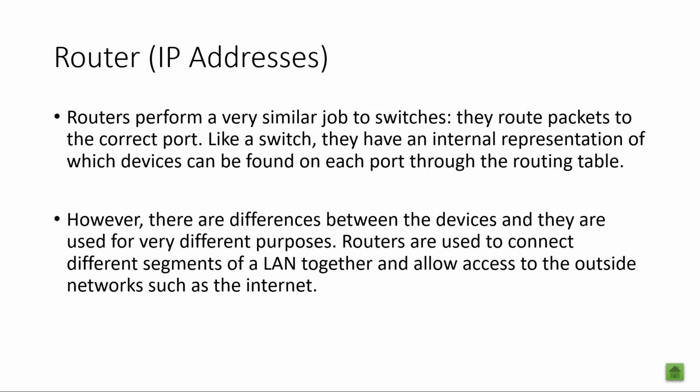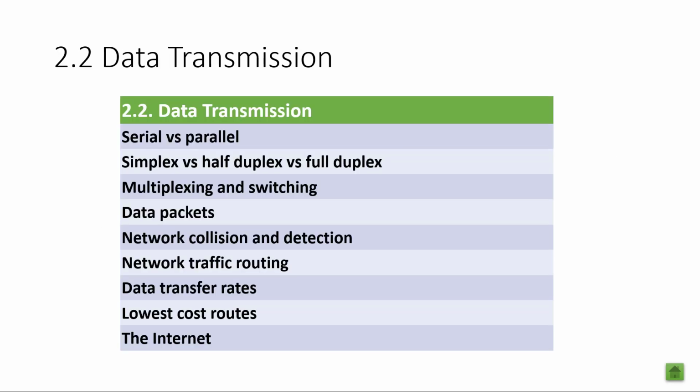Then you've got a router. So the router performs a very similar job to switches. They route packets to the correct port. And like a switch, they have an internal representation of which devices can be found in each port. Every time you add an additional computer to your network, your router will learn about it through the packets it sends, and it'll know where it lives, and it knows its MAC address and things like that when they connect and when they handshake. So routers are used to connect different segments of a local area network together to allow access to the outside network, such as the internet. So it's our bridge really between the internal and the external.